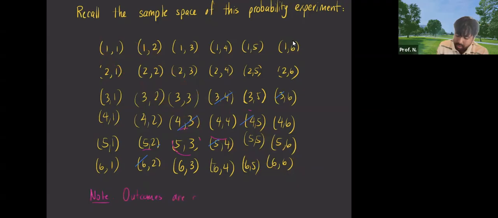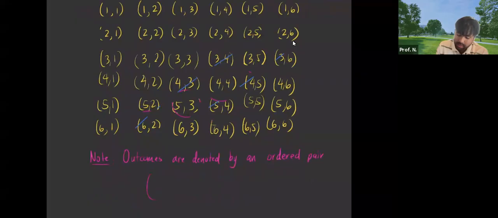are denoted by what's called an ordered pair. So there's an order behind this pair of numbers, namely that this is the first row, followed by the second row. We already know that the sample space contains 36 possible outcomes, no more and no less.